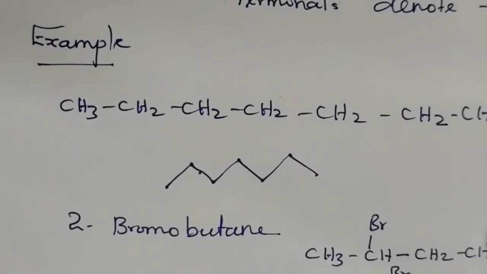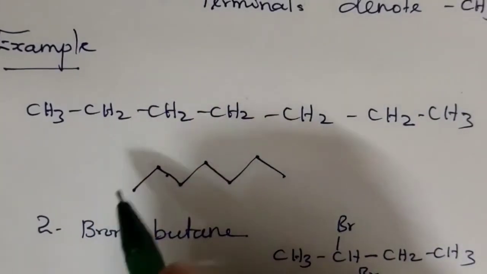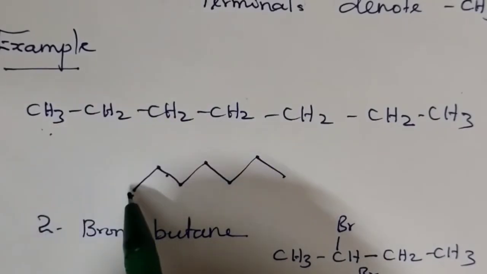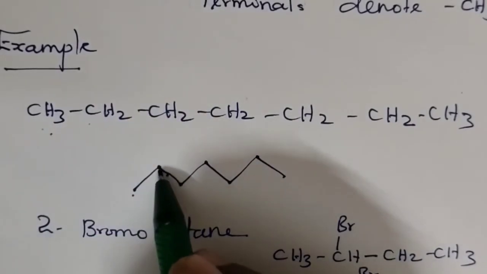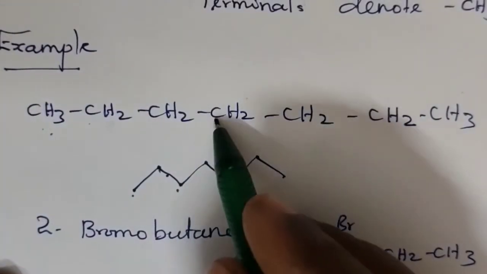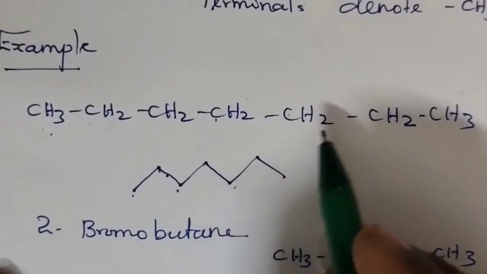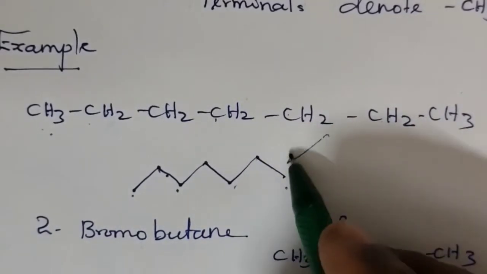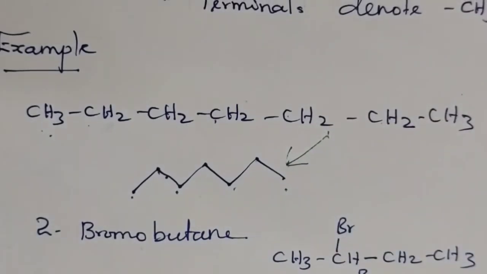Example for bond line representation. See this compound: the terminal is CH3. Now this corner is CH2, this CH2 can be written here. This CH2, CH2, then again CH3. This is the bond line representation of this compound.